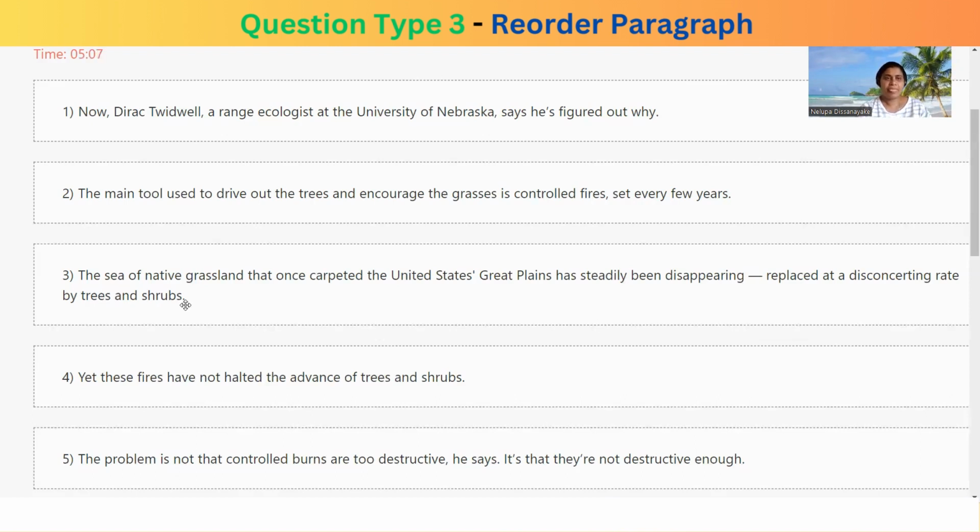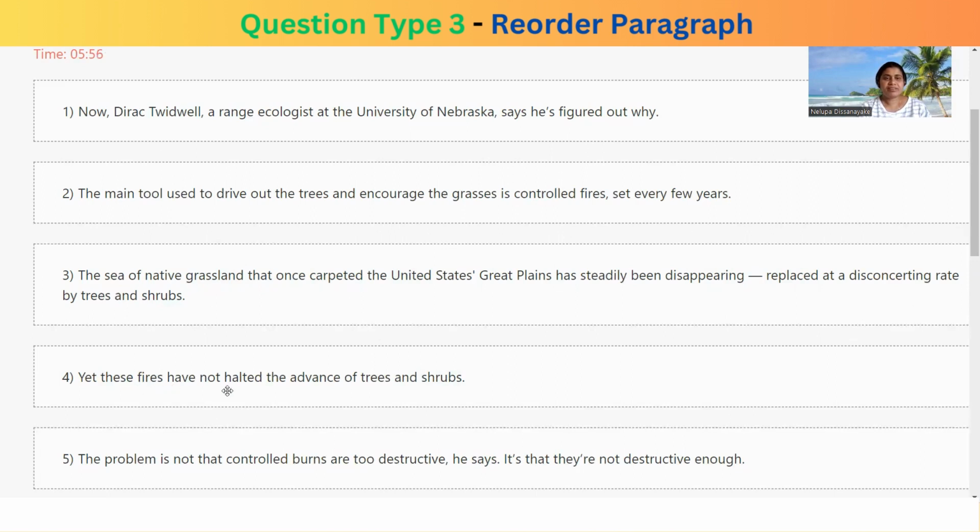Now, let's see the third one. "The sea of native grassland that once carpeted the United States Great Plains has steadily been disappearing, replaced at a disconcerting rate by trees and shrubs." So in this particular area in the United States, the native grassland is disappearing. It is being reduced. What happens? It is being replaced by trees and shrubs, because those places are replaced with new trees and some other shrubs. What happens to the grassland? It is disappearing.